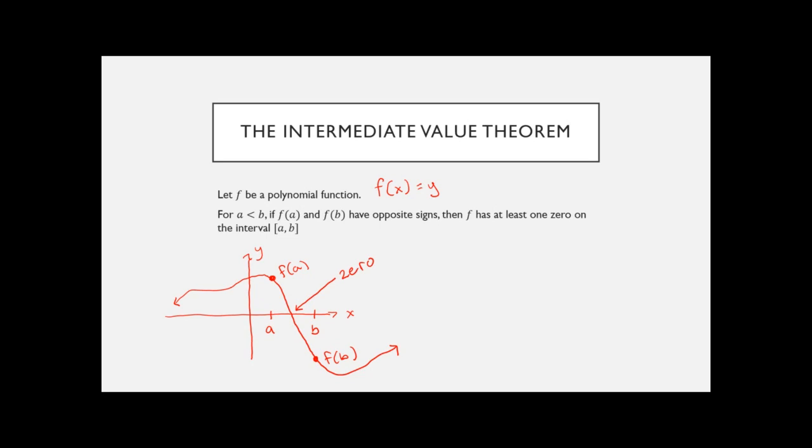So what the intermediate value theorem is saying is that if you have a y value that's positive and one that's negative, then when you connect them, because you have a polynomial function, it has to cross 0. Because in order to go from a positive number to a negative number, you have to cross 0 in between there. You can't jump, because then it's not continuous. A polynomial function is continuous. You have to connect them without lifting your pen or pencil.